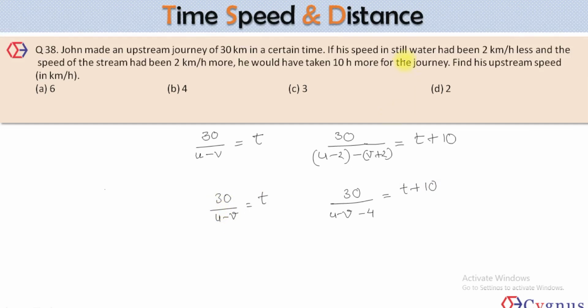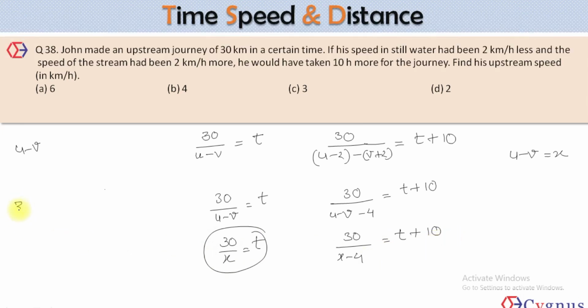So what am I looking for? The upstream speed. Upstream speed means u minus v. Let's replace this u minus v by x. So this equation will become 30 by x is equal to t, and this will become 30 by x minus 4 is equal to t plus 10. So t is how much? 30 by x. I'll put it here. So this becomes 30 by x minus 4 is equal to 30 by x plus 10.